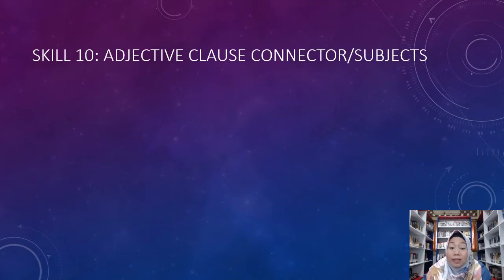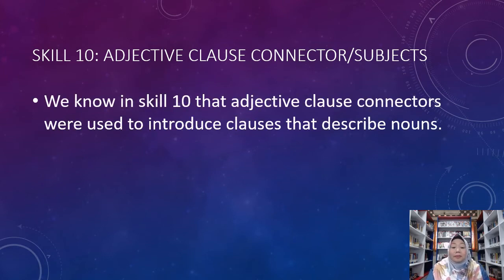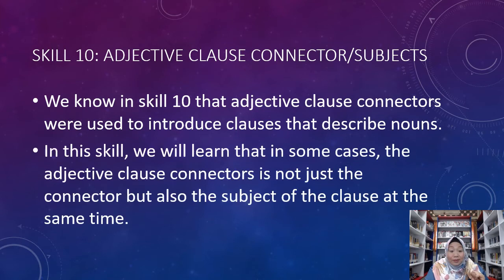Then let's continue to skill number 10, adjective clause connector slash subject. The same as what we had previously for noun clauses, here we can also have adjective clause connectors which also function as the subject. We know in skill 9 that adjective clause connectors were used to introduce clauses that describe a noun. Now, in this skill, we will learn that in some cases, the adjective clause connector is not just the connector, but also the subject of the clause at the same time.